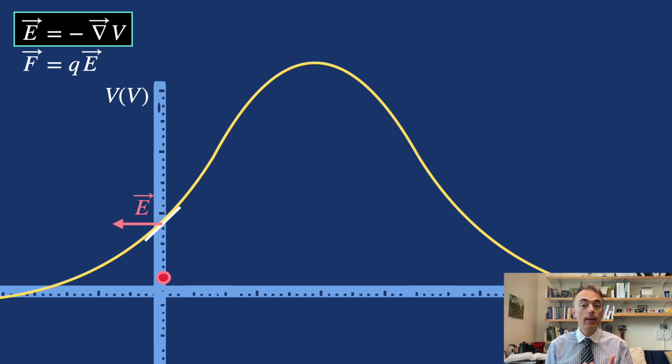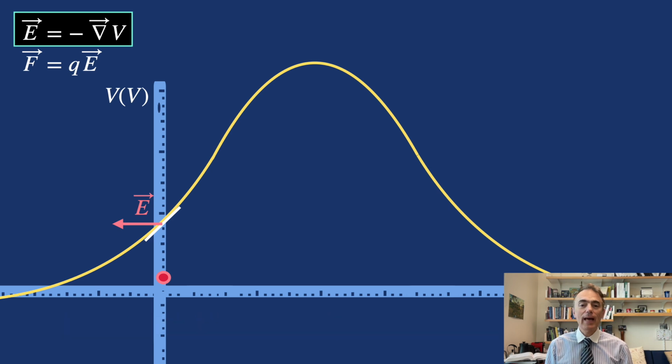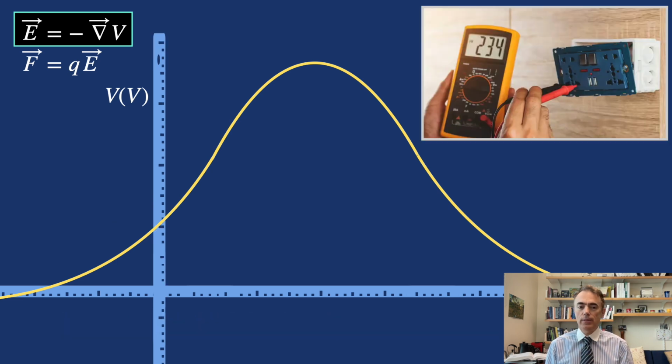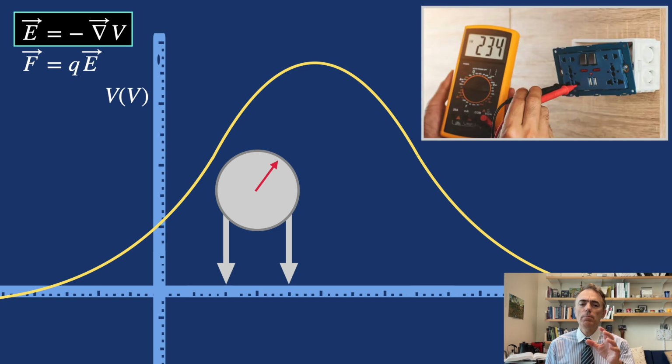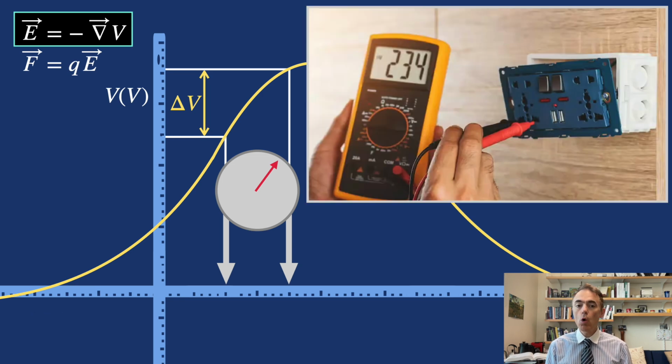What we actually care about or measure is not the potential, but the potential difference. When you go to the lab and use your multimeter to measure potential, what you actually do is measure the potential difference between two given points. This is also known as the voltage between those two points. You put one of the probes in contact with point A and the other probe in contact with point B, and then you obtain the potential difference, the voltage, between points A and B.